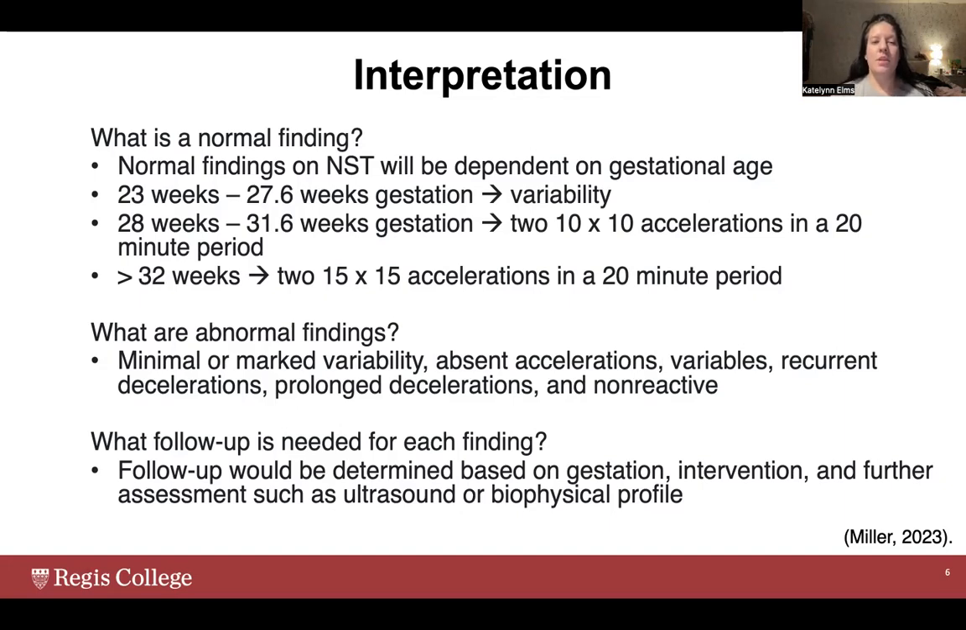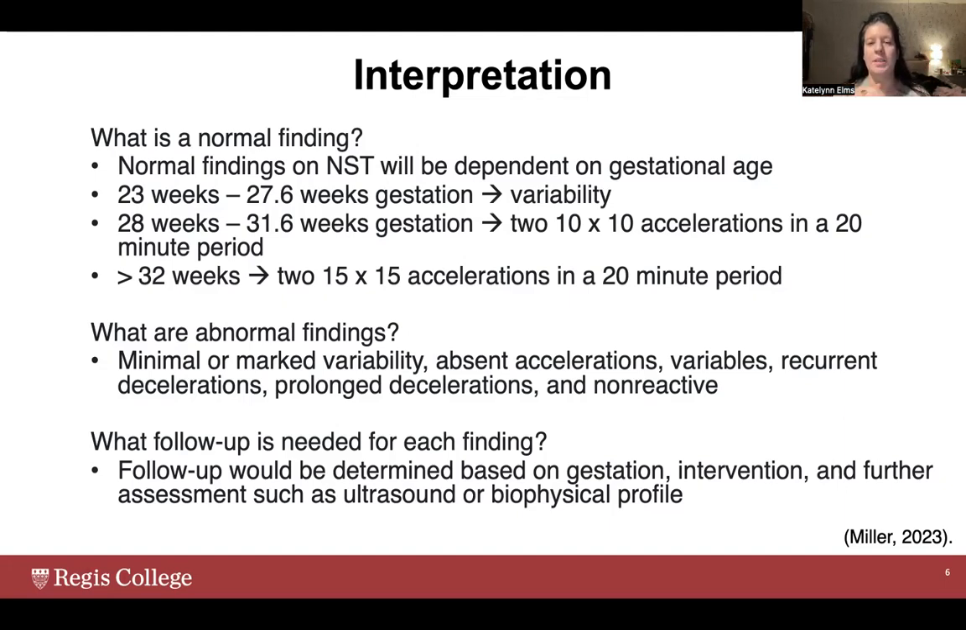From 28 weeks to 31 and 6 weeks, this is when we should be doing them, and there's a benchmark. This is what we need. If you're not getting this, we need to figure out why. The benchmark is 2 accelerations in a 20-minute period. Earlier when I showed a fetal strip, you want to see the heart rate go up from the baseline, which you need 10 minutes to establish.